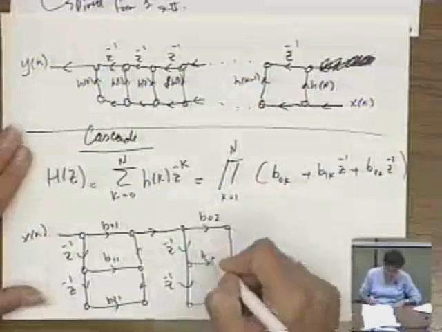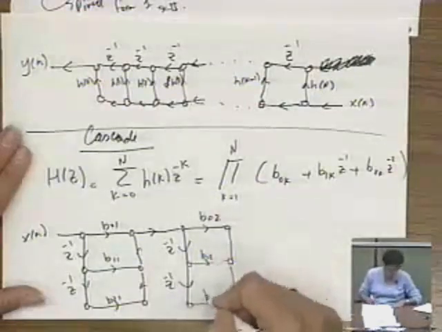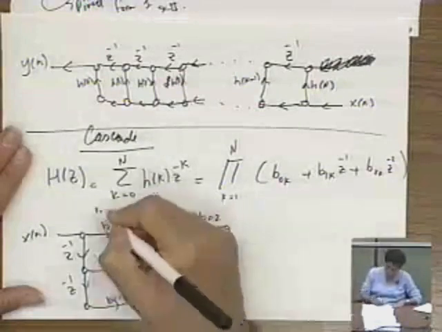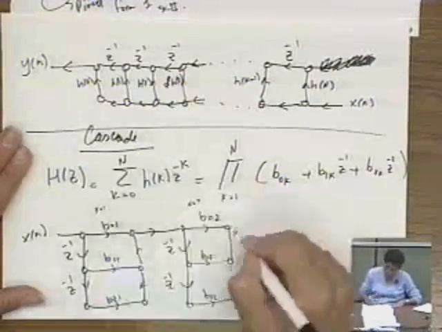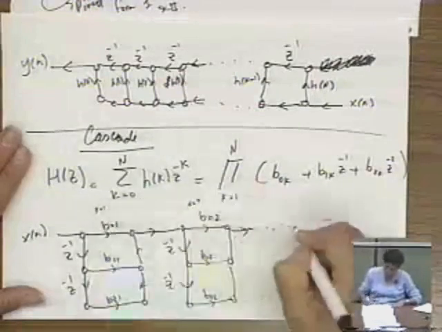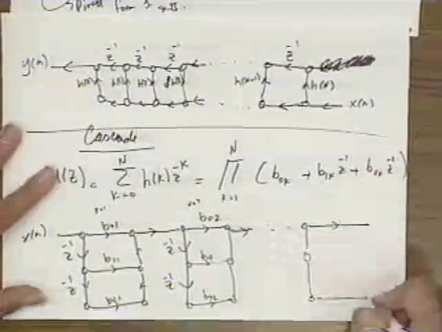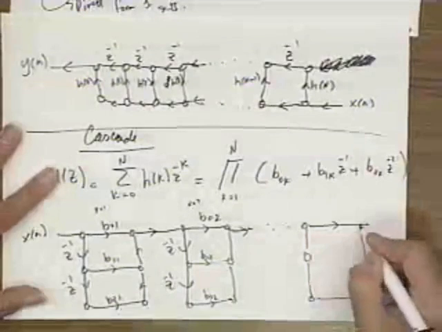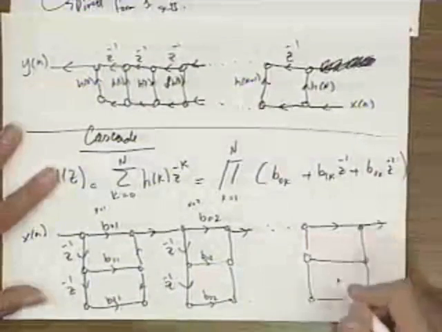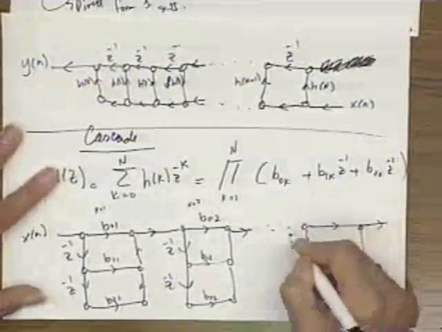B02, B12, and then B22. So now here k was equal to 1, here k is equal to 2. And then you keep doing that, and then the last piece is another one of these guys with a different set of coefficients.